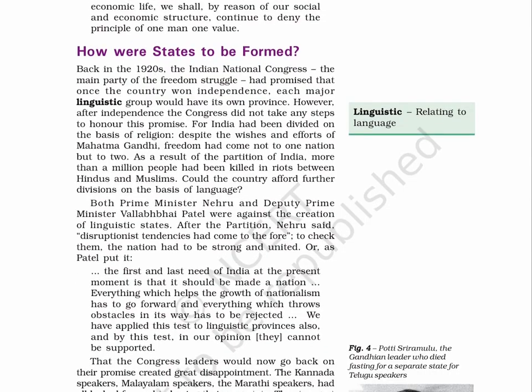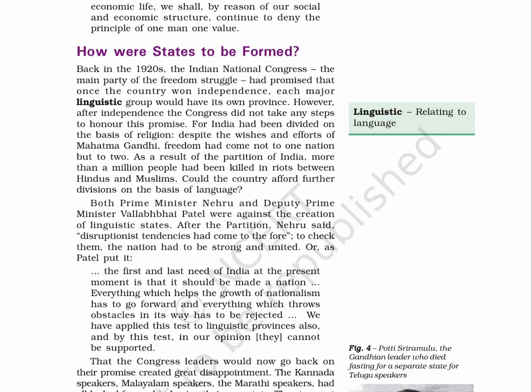How were states to be formed? Back in the 1920s, the Indian National Congress, the main party of the freedom struggle, had promised that once the country won independence, each major linguistic group would have its own province. However, after independence, the Congress did not take any steps to honor this promise.